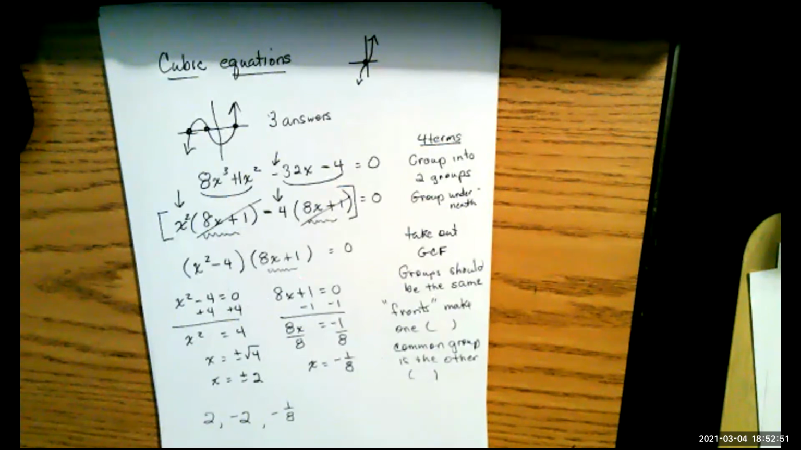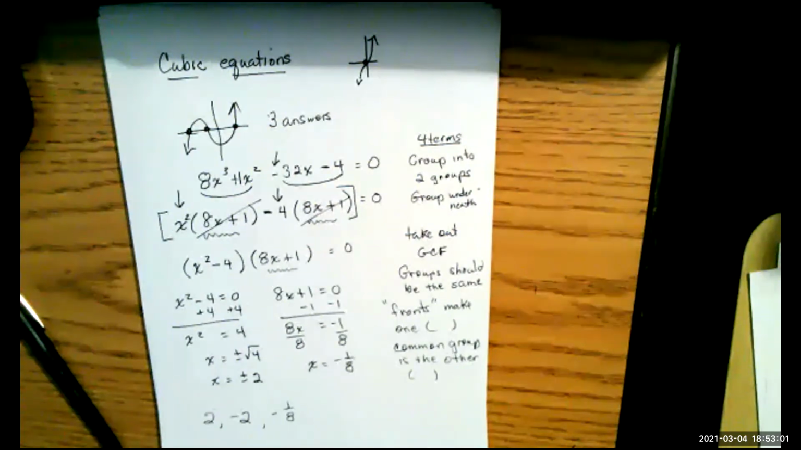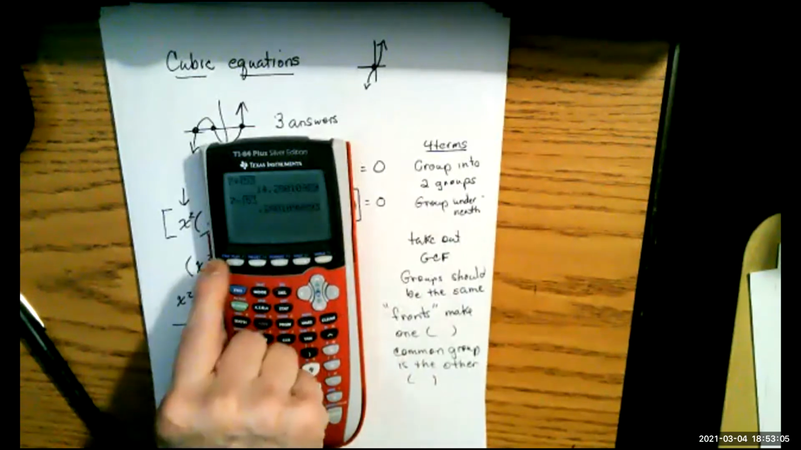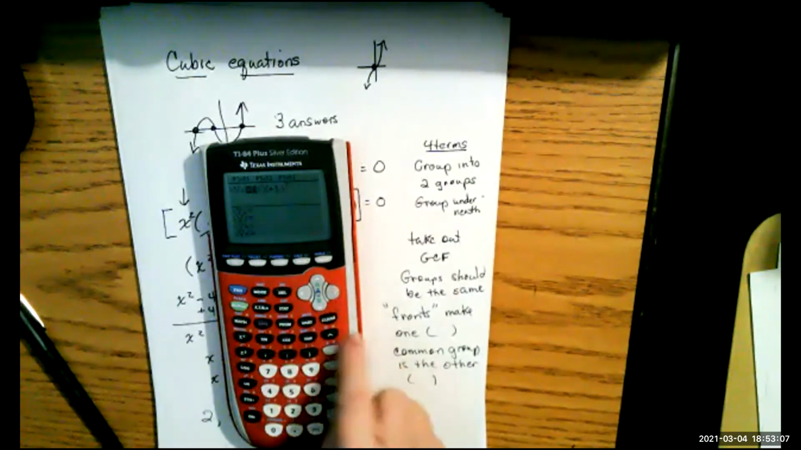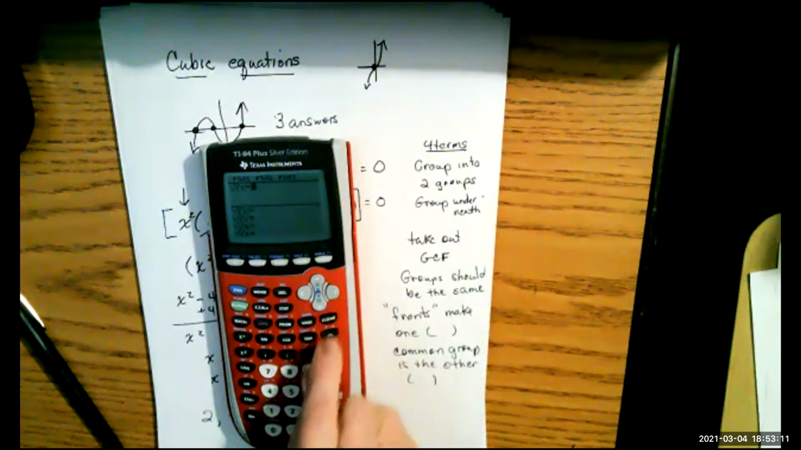Also, on all of these, you can graph these. The problem with graphing this one is that it's going to be a fraction, but you can graph these and see that they're going to cross in 3 spots. We'll be actually doing that a little bit later. We're going to graph these.